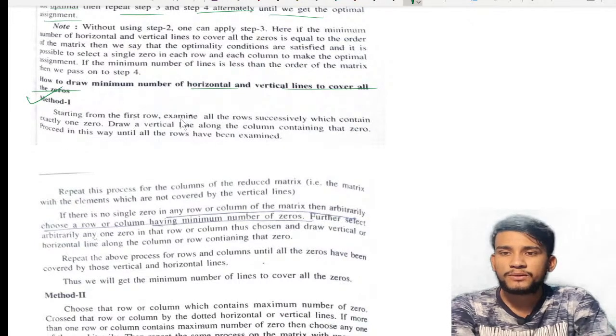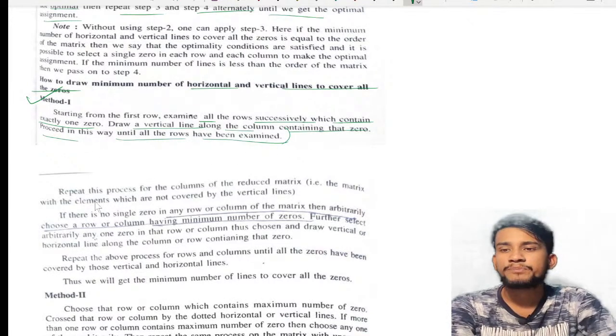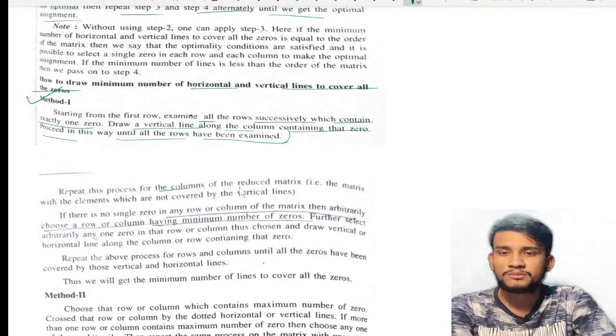So starting from the first row, examine all the rows successively and find those which contain exactly one zero. Draw a vertical line along the column containing that zero. Proceed in this way until all the rows have been examined. Then repeat this process for the columns of the reduced matrix.